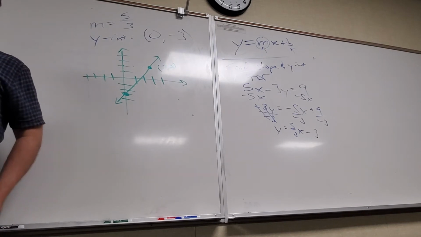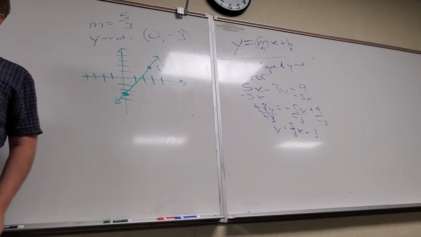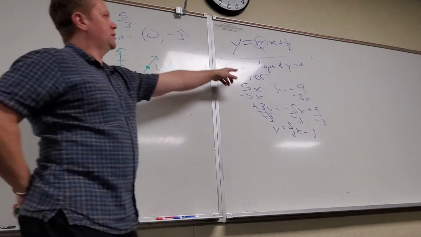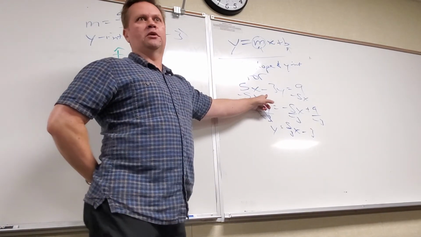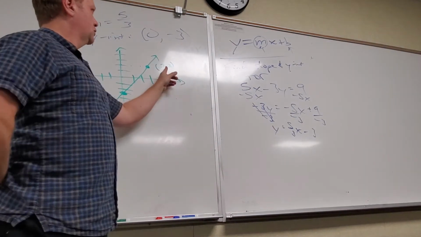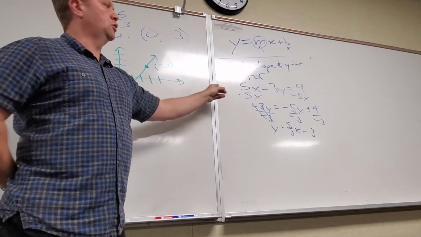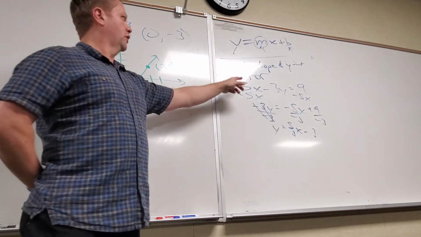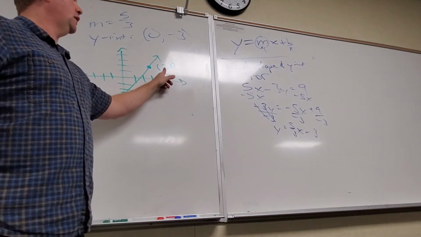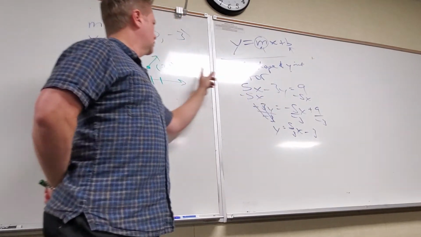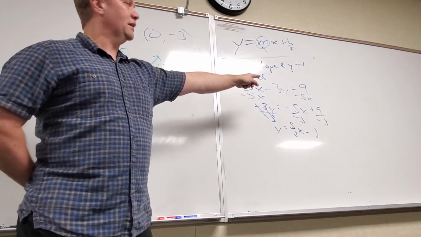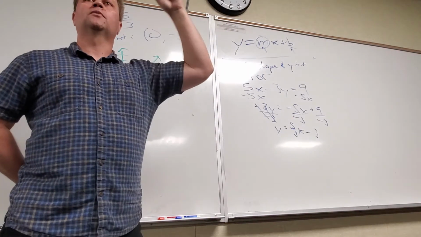Plug what in? Where? And the equation it came from, right? So what should happen if I plug a 3 in for x and a 2 in for y? It should make that equation work. So sure enough, 5 times 3 is 15. Minus 3 times 2 is 6. 15 minus 6 is 9. It works. Do you guys see that?